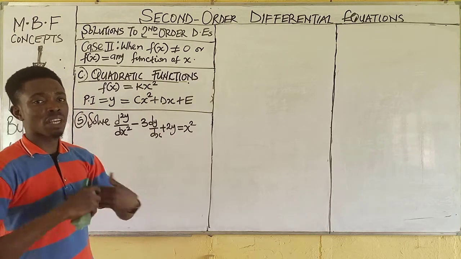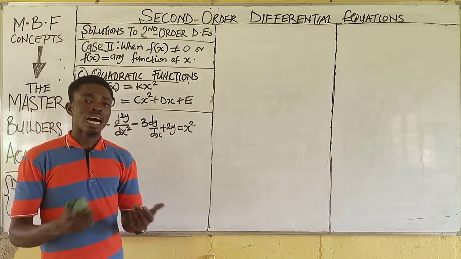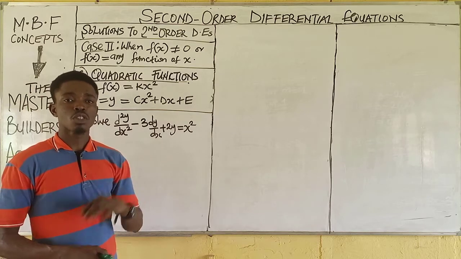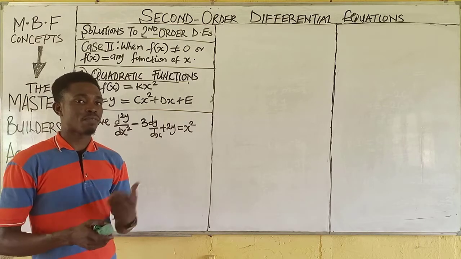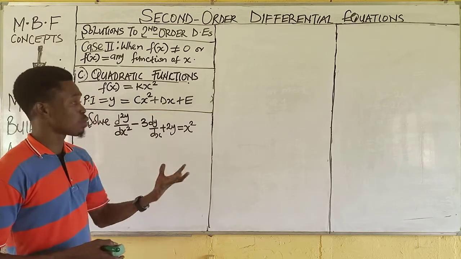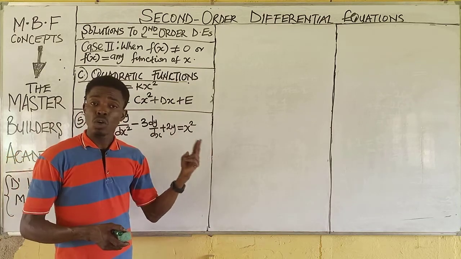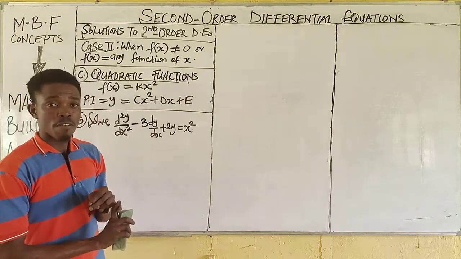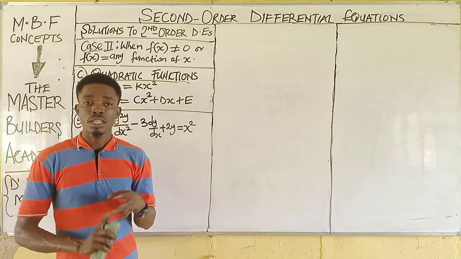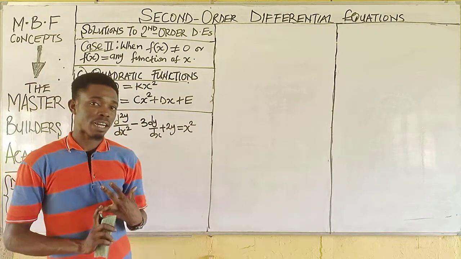Now, when you are given a quadratic function, how do you solve for the solution? Of course, we already know that for any second order differential equation where the right hand side is not equal to 0, we always have 2 results. First is the complementary function. Second is the particular integral, right?